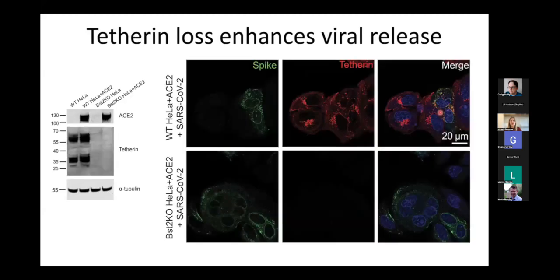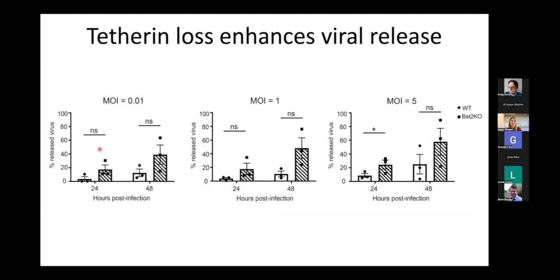So what if we take Tetherin away? Well, when we knock out Tetherin in our HeLa cells, both of which express ACE2, we can still see spike protein, which means that we can still see successful infection, as you would expect. But when we look at the amount of virus that actually comes out of these cells as a proportion of the total virus, so we separated intracellular and released virus at both 24 and 48 hours at a range of MOIs and looked at what percentage was released.